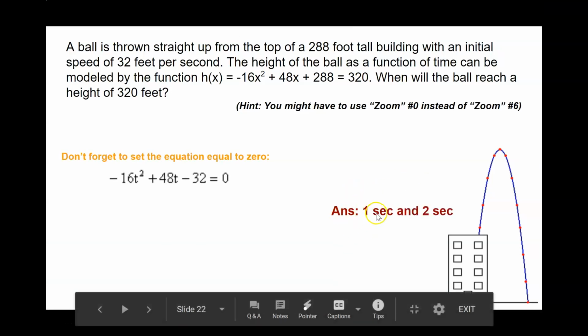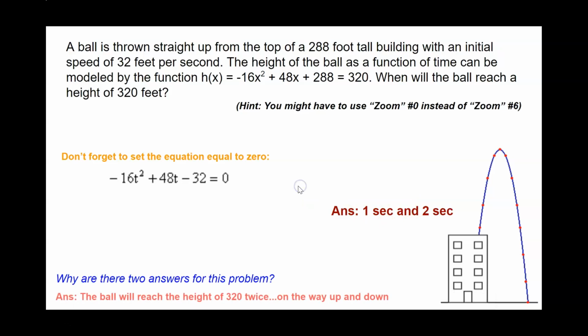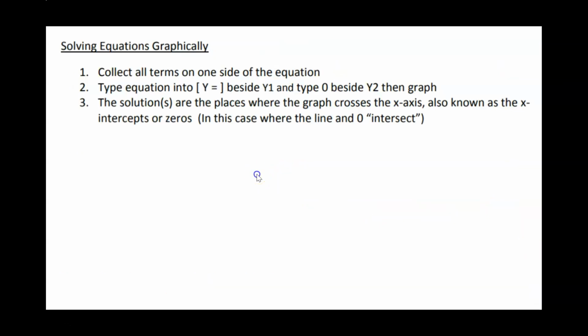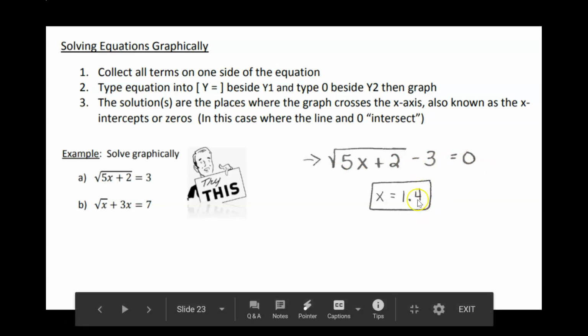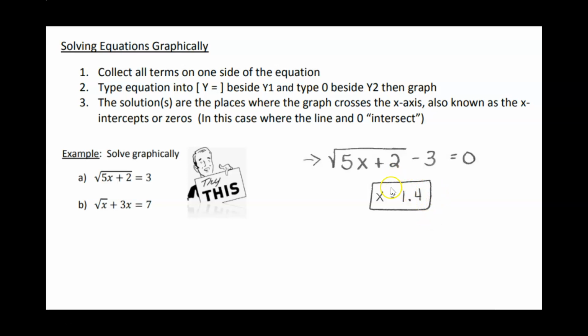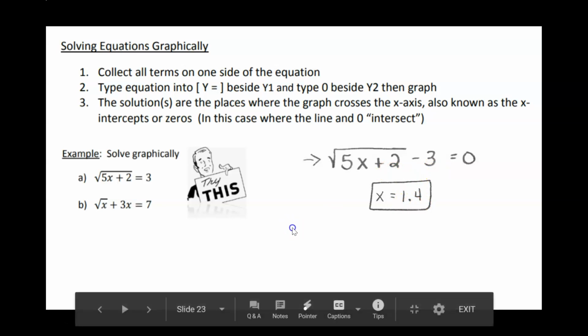So we need to have positive answers when it comes to time because we don't go back in time. So 1 and 2 as far as the seconds are concerned. If we want to graph this graphically, that means using your calculator. Again, we do exactly like we did before. Set the left side equal to y1. Again, move this over to the other side to make this side equal to 0. So put this in for y1, put this in for y2, and then we can do our second trace, number 5, hit enter 3 times, and it gives us 1.4 as the answer.